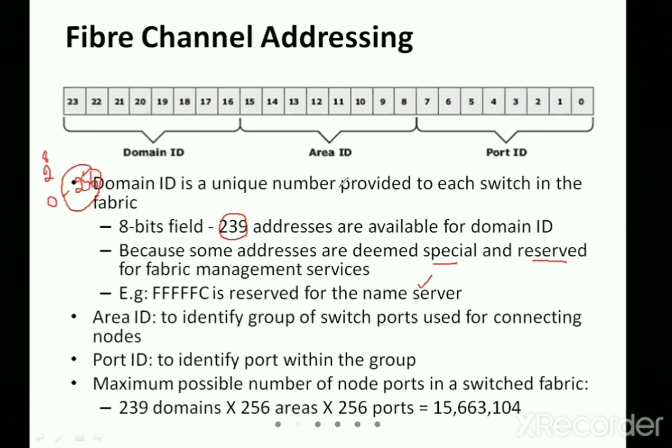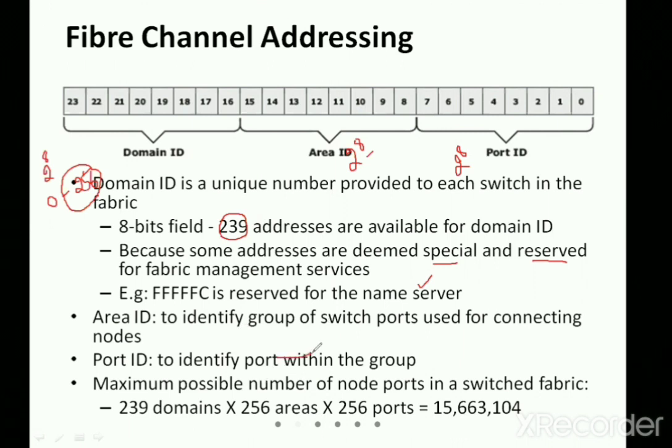Again, it is here 2 to the power of 8, because you are using 8 bits, so the addresses are from 2 to the power of 8. Even for your port ID, it is 2 to the power of 8 addresses you are going to have. The area ID is used to identify the switch group it is going to belong to, and the port ID is used to identify the port within that group.